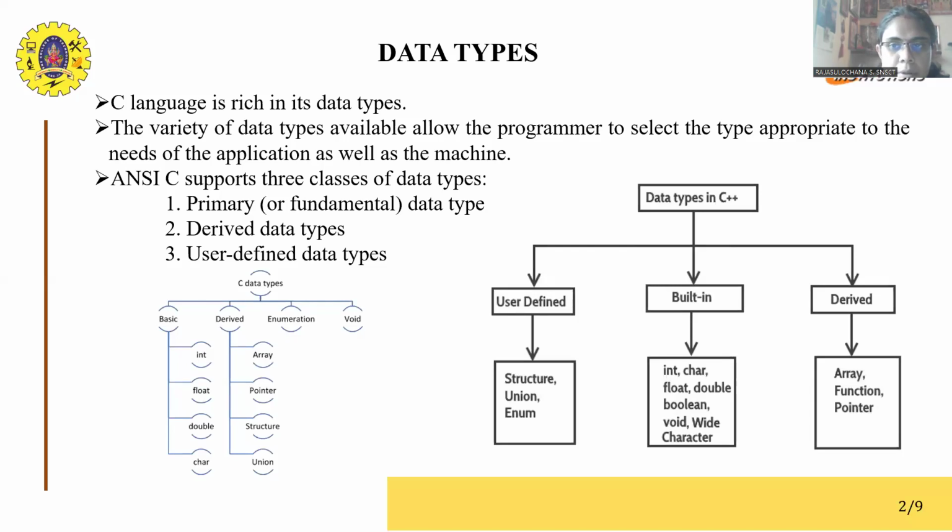So, C program has a vast number of data types. The variety of data types available in C allows the programmer to select the appropriate type that will match the application as well as the mission.